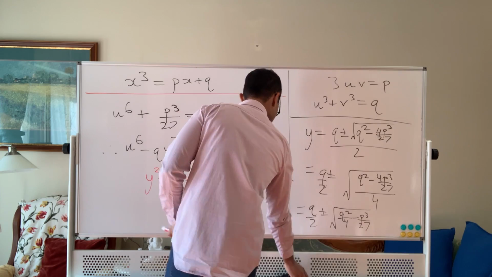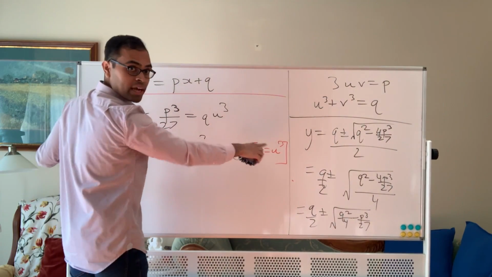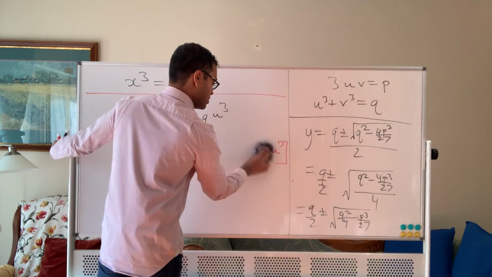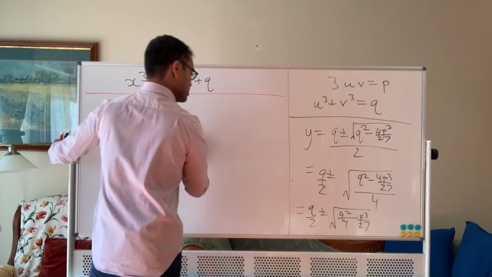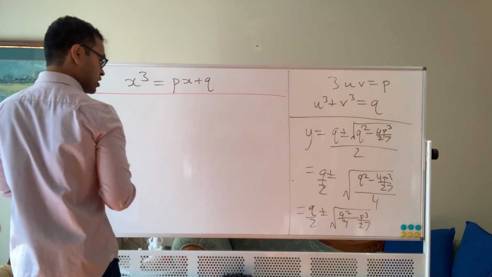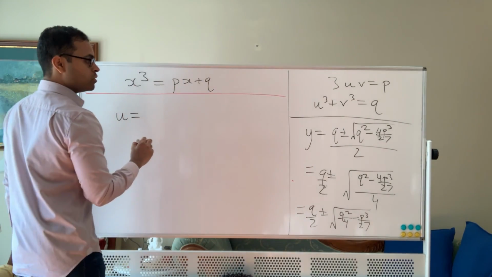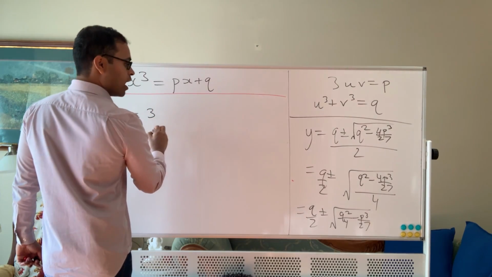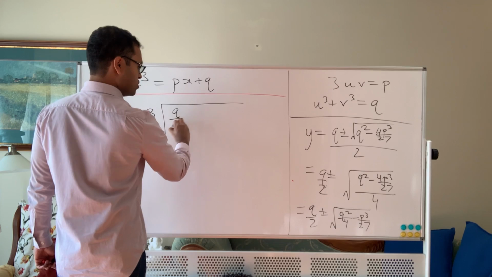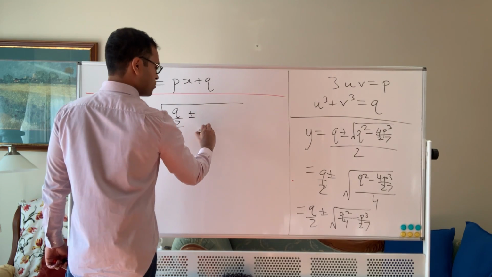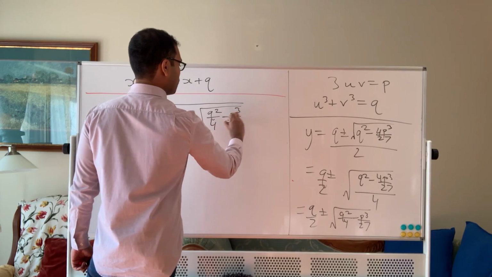So u is the cube root of this, so I'm just going to erase this all off. y is equal to u cubed, right? So u is going to be the cube root of this. We're going to get that u is equal to the cube root of this. So there are two solutions here. u is going to equal the cube root of q over 2 plus or minus the square root of q squared over 4 minus p cubed over 27.